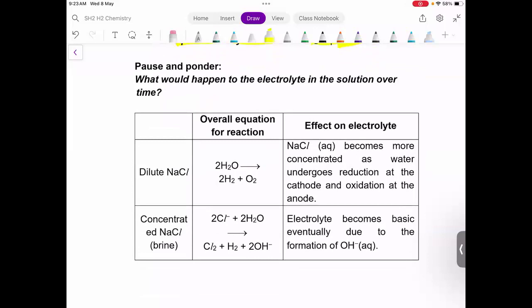So if you look at dilute sodium chloride, it's basically just decomposition of water. So the H plus and OH minus stay the same. Okay, it will remain neutral. But if you are working with brine, do appreciate that the whole solution will become alkaline because water is reduced at the cathode, but no H plus is produced at the anode. Right? So the whole solution will become increasingly alkaline if you are talking about brine. Okay?